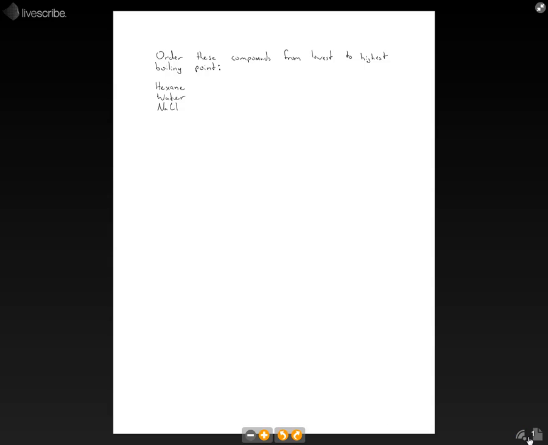Alright, so we're trying to order some compounds from lowest to highest boiling point. And boiling point is an intensive property. So we can say that it comes from the chemical makeup of these compounds.